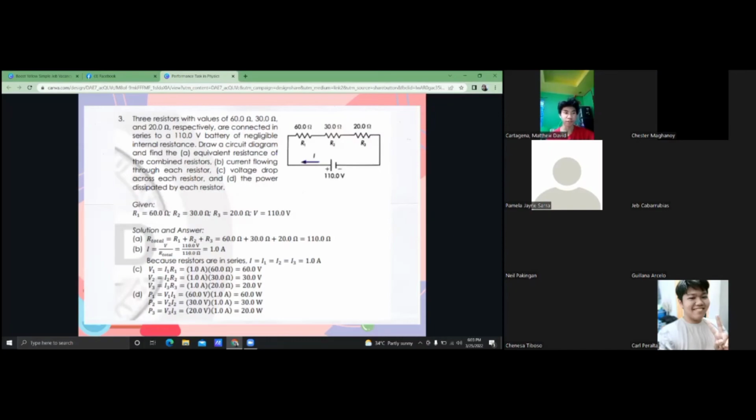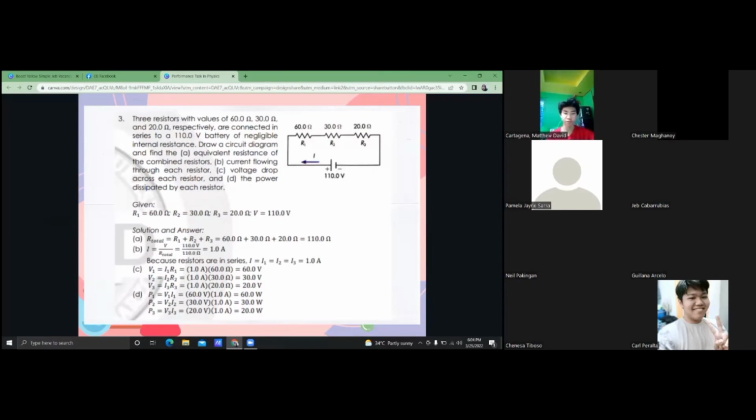For problem number 3, three resistors with values of 60 ohm, 30 ohm, and 20 ohm, respectively, are connected in series to a 110 volt battery of negligible internal resistance. Draw a circuit diagram and find the equivalent resistance of the combined resistors, the current flowing through each resistor, the voltage drop across each resistor, and the power dissipated by each resistor.